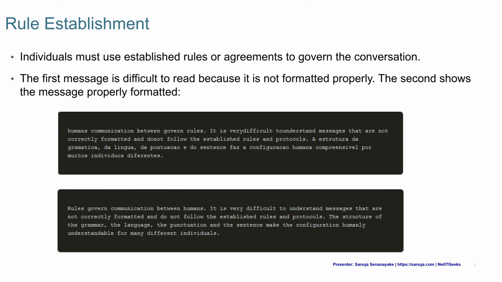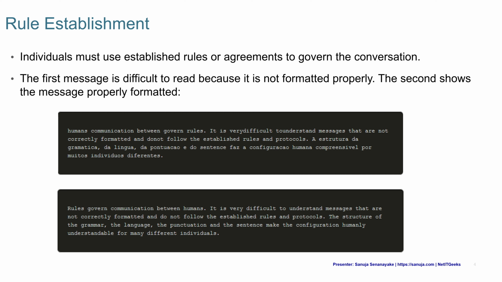So let's look at the rules of establishment. Individuals must use established rules or agreements to govern the conversation. As we have seen in our previous slide, you can have two different languages that either party doesn't understand. So two parties would have to establish a common language. In most cases, it would be English in 2022 because that's one of the most common languages being used around the world.